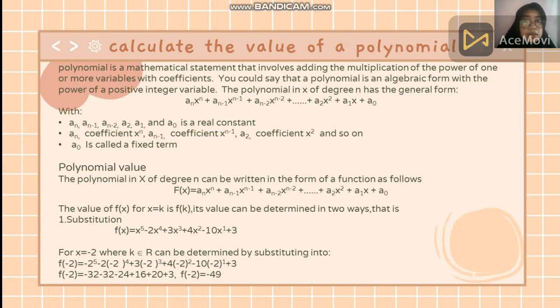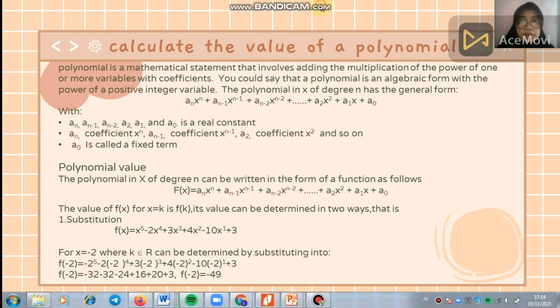The polynomial in x of degree n has the general form a_n x^n + a_(n-1) x^(n-1) + a_(n-2) x^(n-2) + ... + a_2 x^2 + a_1 x + a_0, with a_n, a_(n-1), a_(n-2), ..., a_2, a_1 and a_0 being real constants. a_n is the coefficient of x^n, a_(n-1) is the coefficient of x^(n-1), a_2 is the coefficient of x^2, and so on. a_0 is called the fixed term.